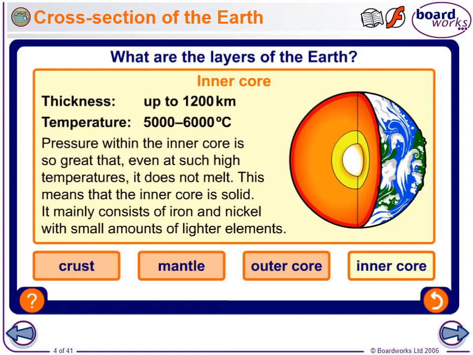The mantle is next. Its thickness is up to 2,900 kilometers and the temperature can range between 1,300 and 4,000 degrees Celsius. The mantle is the widest of the Earth's layers, and due to the high temperatures, it is semi-liquid and has the consistency of jam. The mantle mainly consists of iron, silicon and magnesium. Pause the video here and copy the information on the screen.